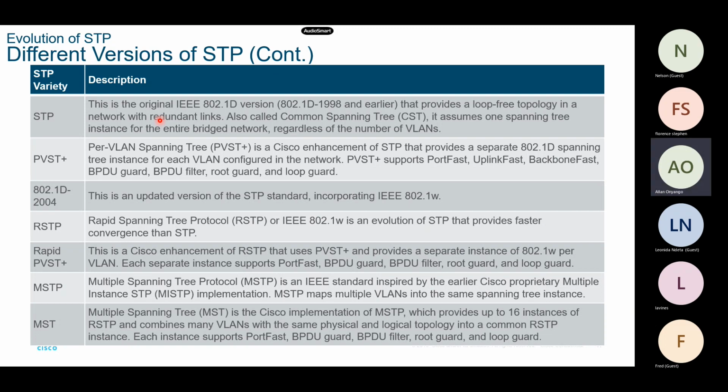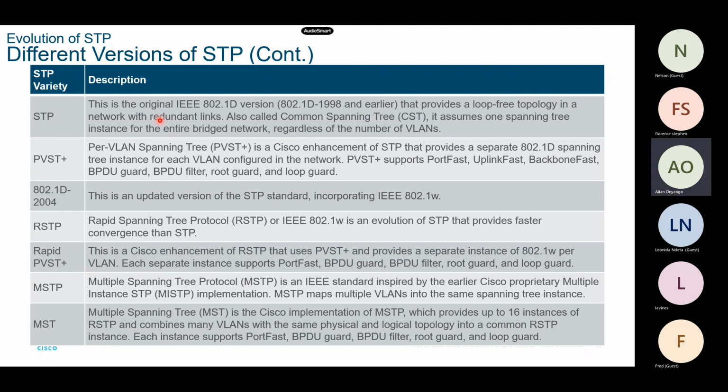All right. Now, IEEE updated its STP version and called it 802.1D-2004. Then IEEE developed what is called RSTP, Rapid Spanning Tree Protocol, which is IEEE 802.1w. It provided faster convergence. And when Cisco heard of this, Cisco enhanced RSTP to create its own Rapid PVST, Rapid Per VLAN Spanning Tree Protocol, which still supported BPDU Guard, PortFast, BPDU Filter, Root Guard, and Loop Guard.